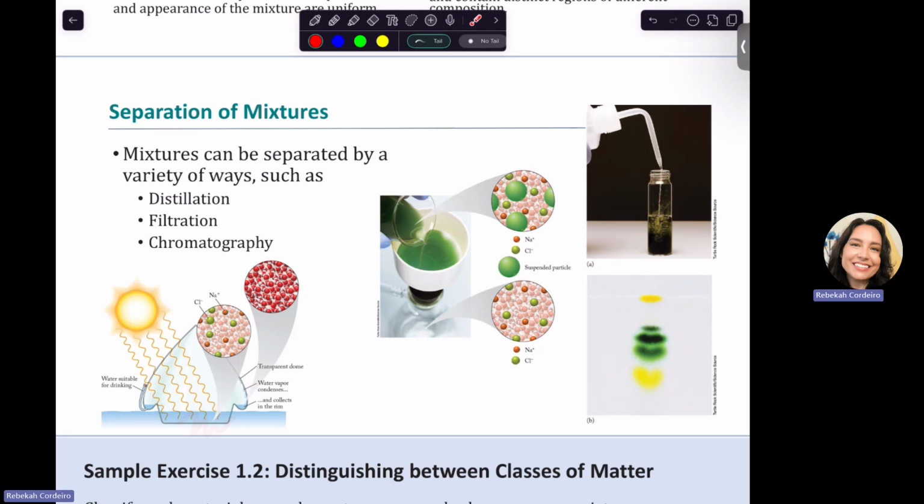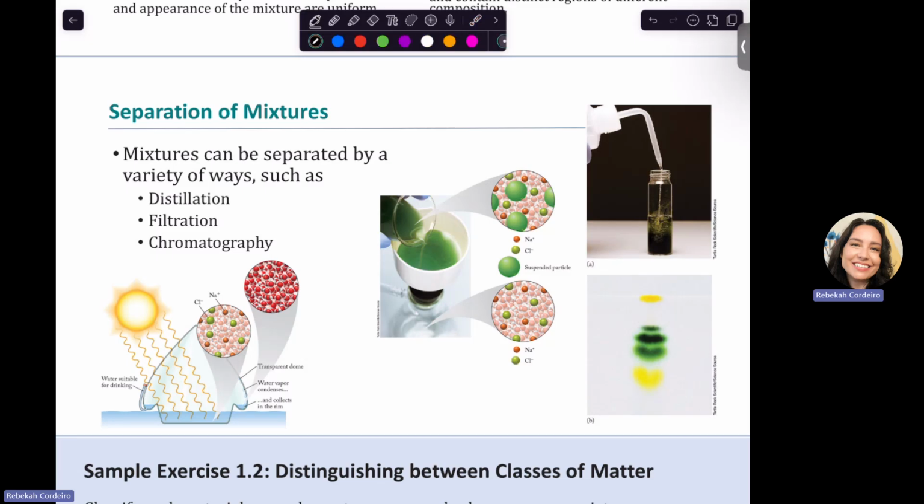Here it is showing filtration. So if we have some particles that are solid and there are some smaller particles that go through this, there's like a filter under here. You can't see it, but there's like a filter paper under here. It's kind of like separating your pasta from your pasta water, right? It's based on size. So filtration separates based on size.